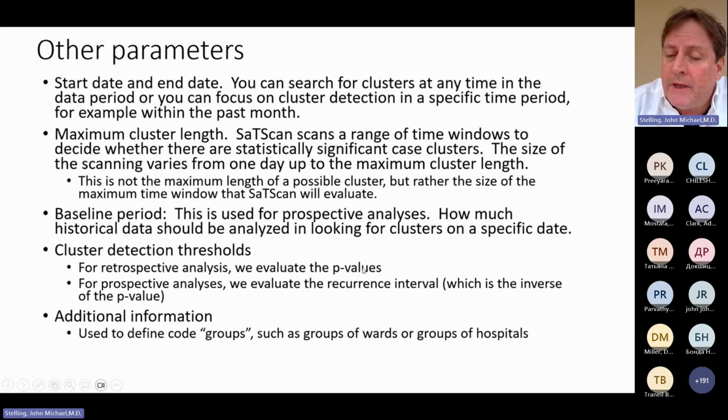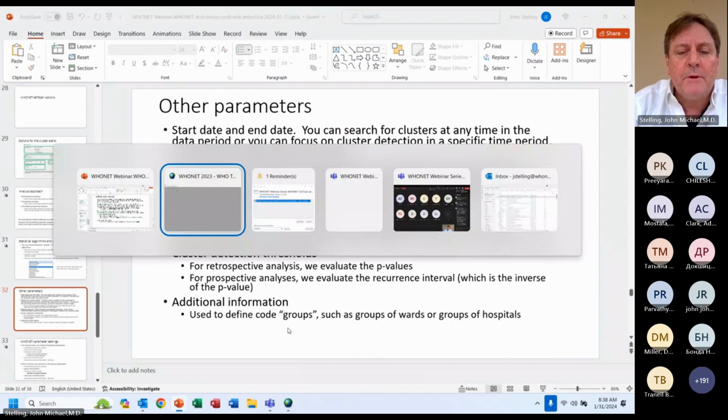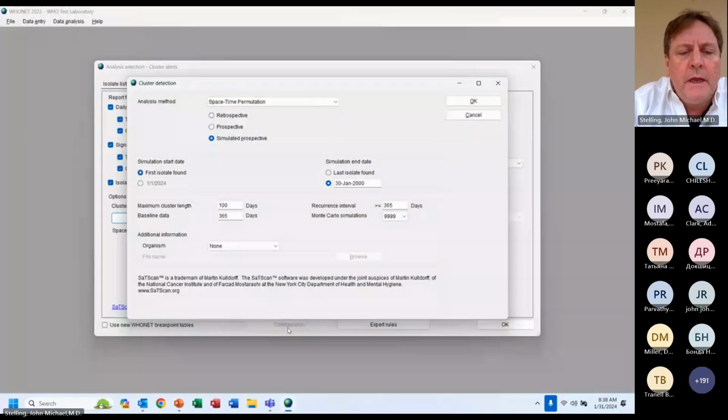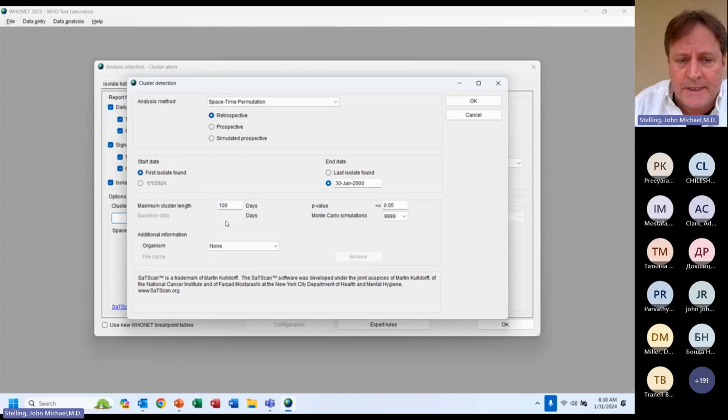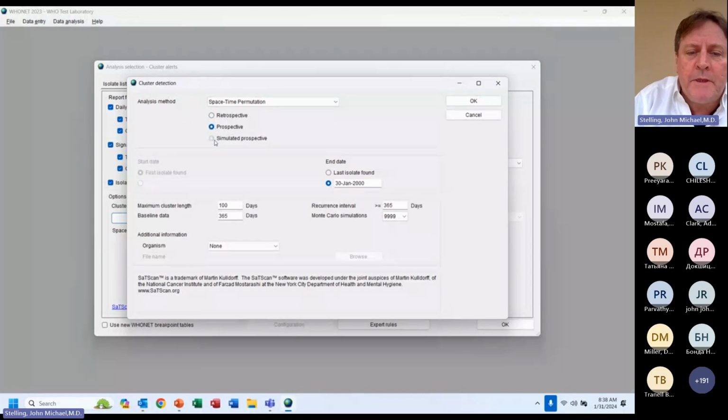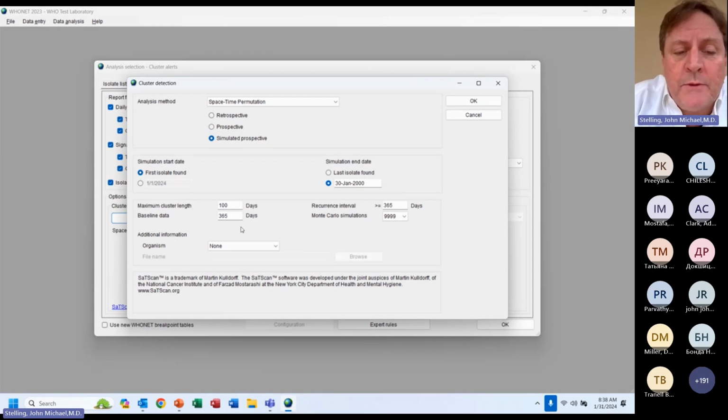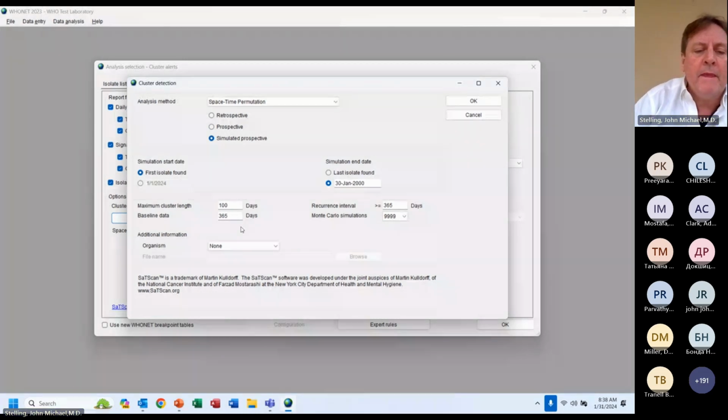We also can look at the p-value threshold or the recurrence interval threshold and additional information. So I will come to those. Let me go back to WHONET. And here you can see when I select retrospective, it is not asking me about the baseline data. It doesn't need baseline data. It just needs the analysis time period. But for prospective or simulated prospective analyses, it's asking me how much historical data do you want WHONET and SaTScan to look at. So that's the baseline data question.